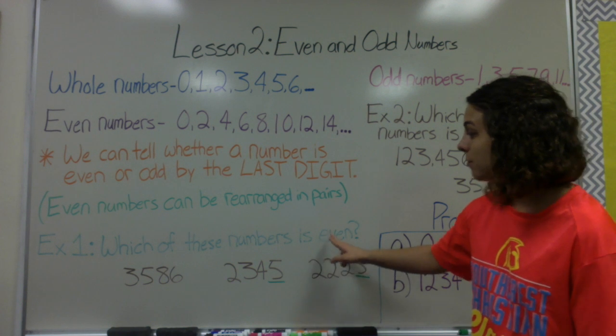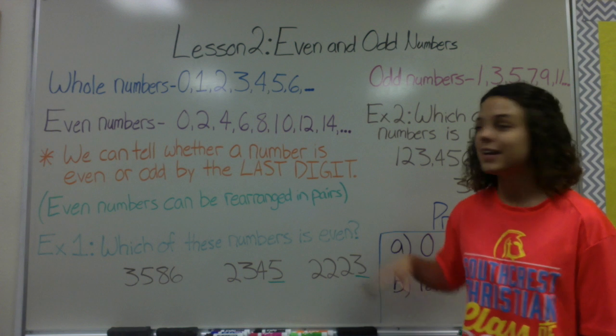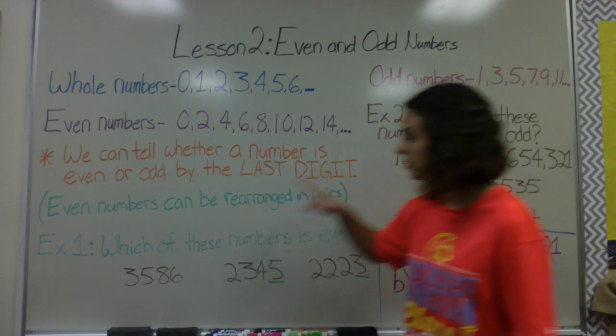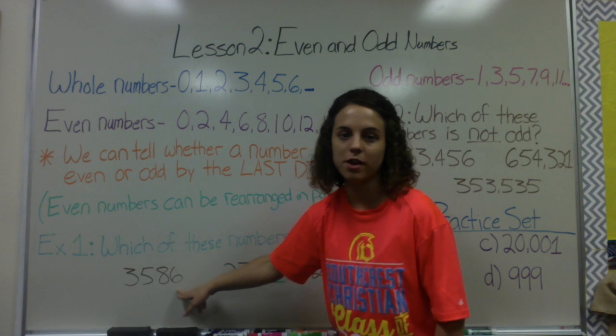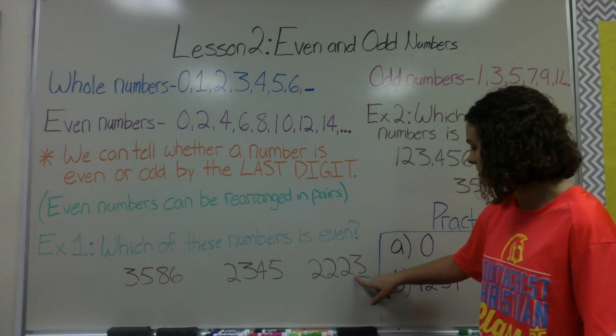Example 1 says, which of these numbers is even? Hint: look at the very last digit. Remember, we read numbers from left to right, so your last digit will be on the right.